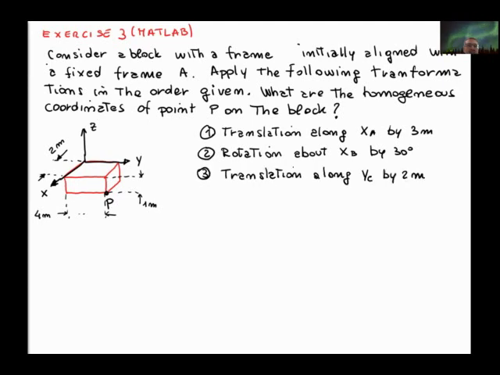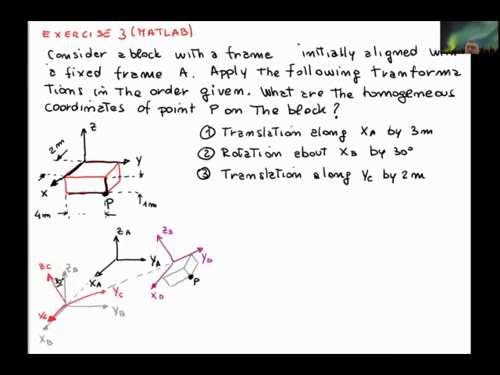And then we do a translation around the new y-axis by 2 meters. And we want to compute the homogeneous coordinate of point P on the block, which is on this corner of the block. And it's 1 meter, 4 meter this dimension, and 2 meter this other dimension. So how do we proceed?